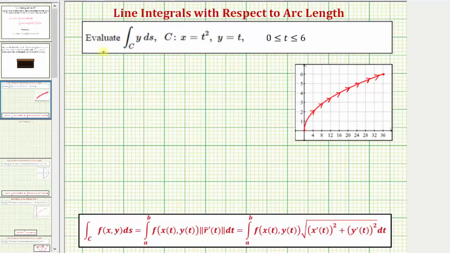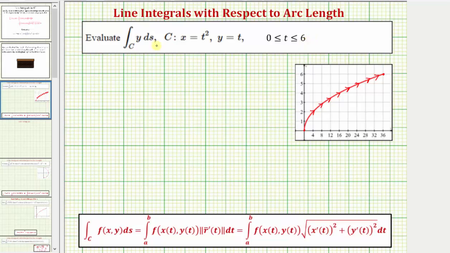When we evaluate the given line integral, we have the line integral of y along the curve C, where the curve C is defined here parametrically, where we have x equals t squared and y equals t, where t is on the closed interval from 0 to 6.